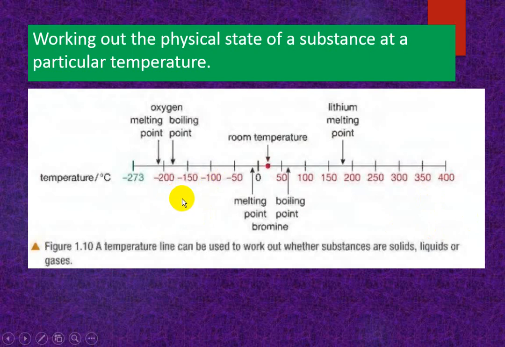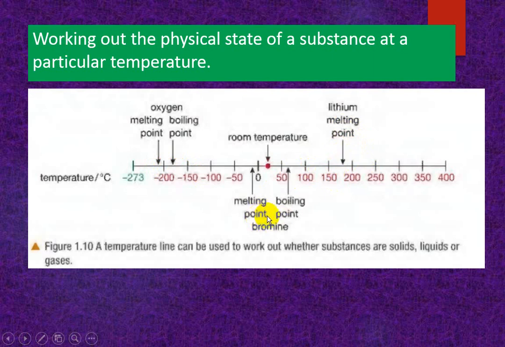Like a substance's melting point, the oxygen melting point is around -220°C, and this is the lithium melting point.